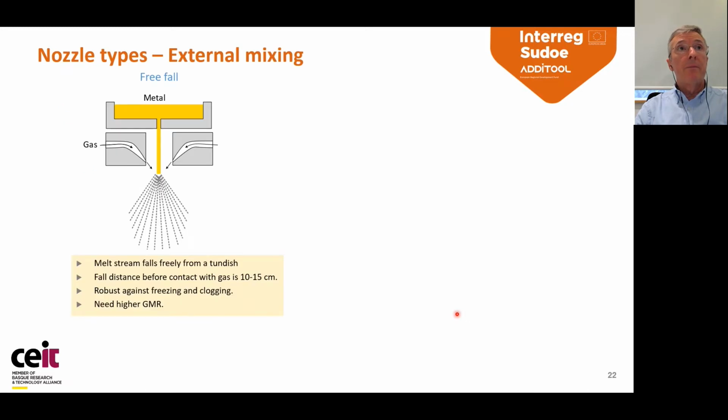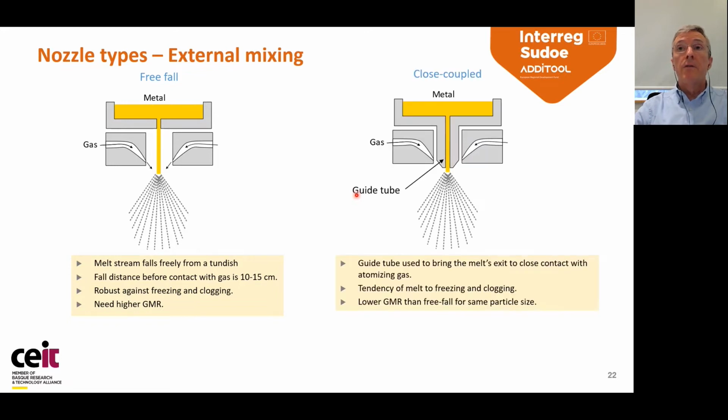Regarding nozzle types, there are two main methods. What is called free fall atomizers, in which the liquid falls freely until it meets the gas. There is about 10-15 centimeters of height before the spray happens. It is a very robust method, but it tends to produce coarser powders. And if you want to produce fine powders, usually close-coupled is the preferred method.